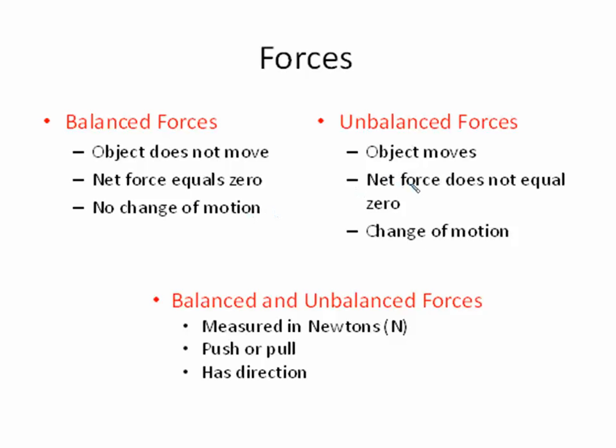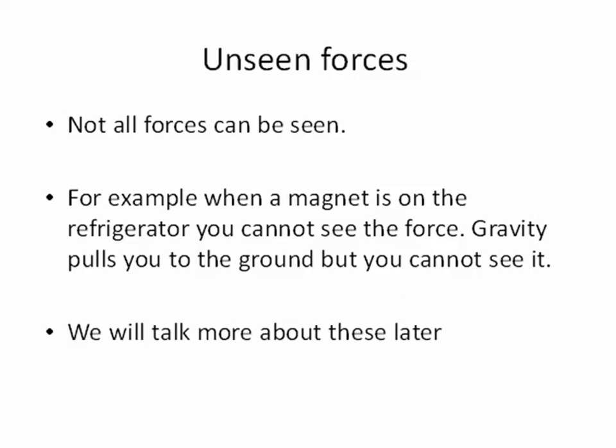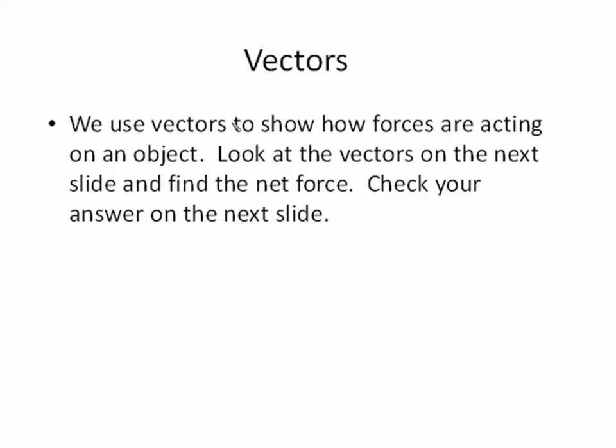All right, both of these together are both measured in newtons, so we would use that capital N. Both of them are considered a push or pull, and both of them have direction. So we use this even when we cannot see the forces. Not all forces can be seen. For example, magnetism can't be seen, gravity can't be seen, and so we'll talk more about these unseen forces later. To finish up forces here, we are going to look at some examples of vectors.